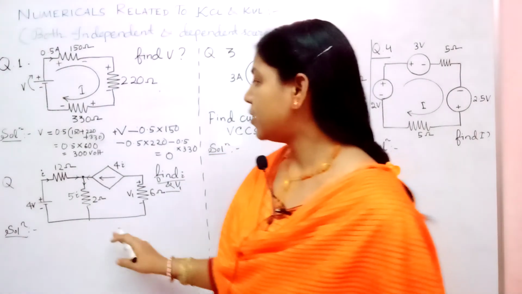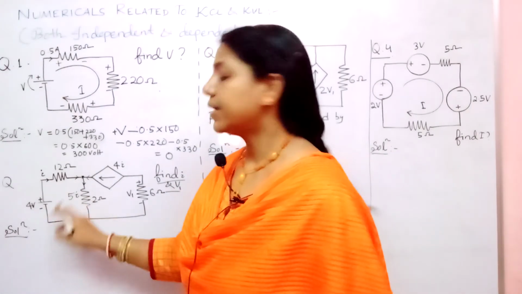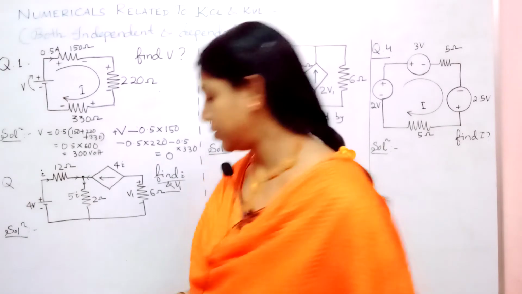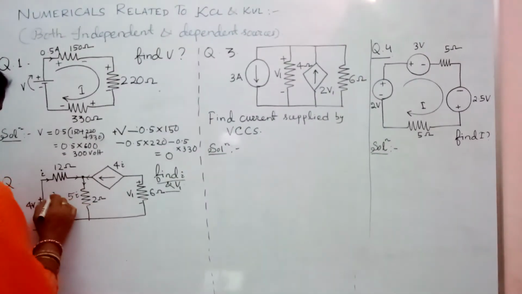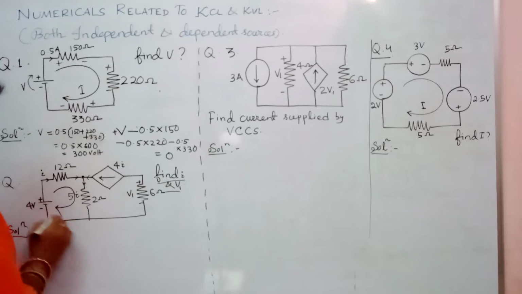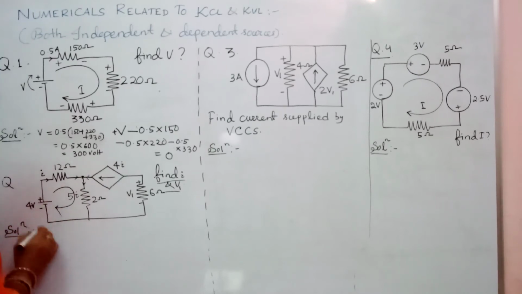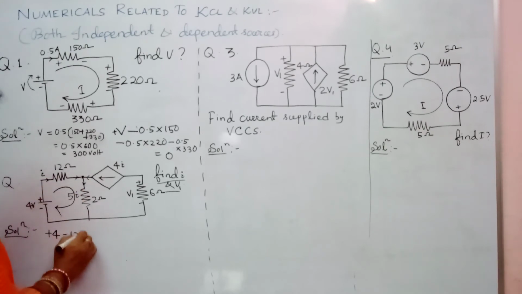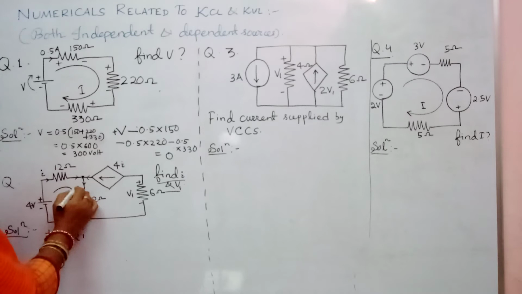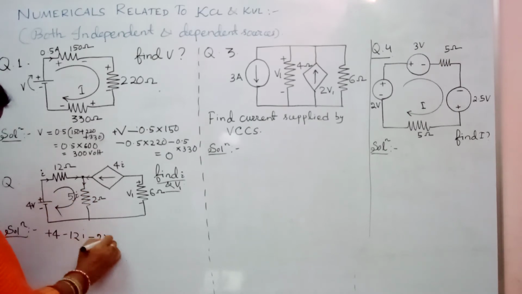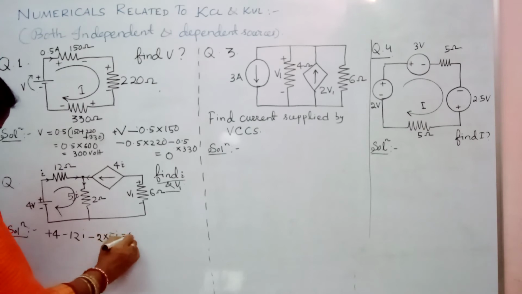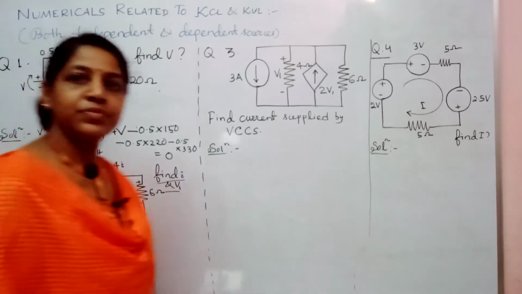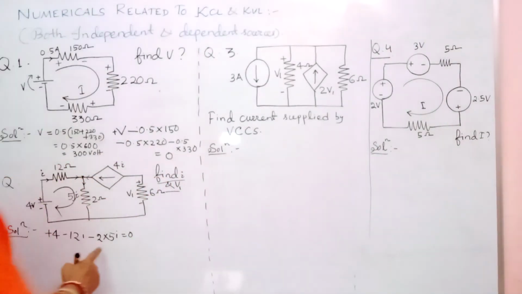Clear? Now with respect to that, let me write KVL for the first branch. If you write the KVL for your first loop, then similarly write, what you will write now, negative to positive, so plus 4. Now positive to negative, minus 12I. Now how much? It is also the same way. Arrow mark is like this, so positive to negative, so minus 2 into 5I equal to 0. Yes or no? So now just simplify it.